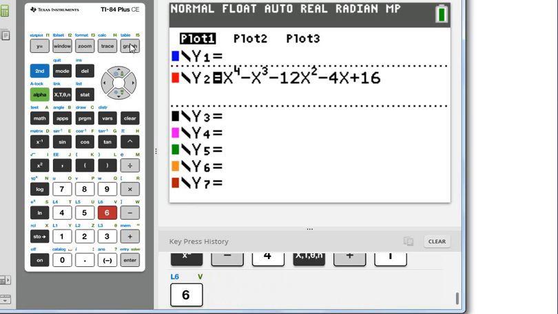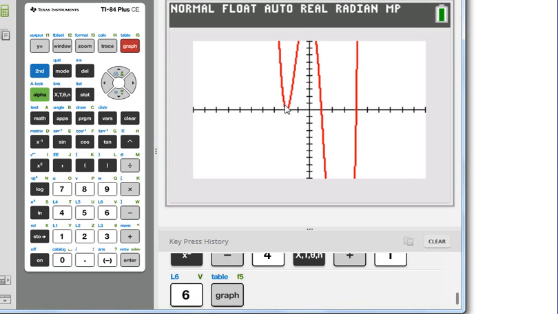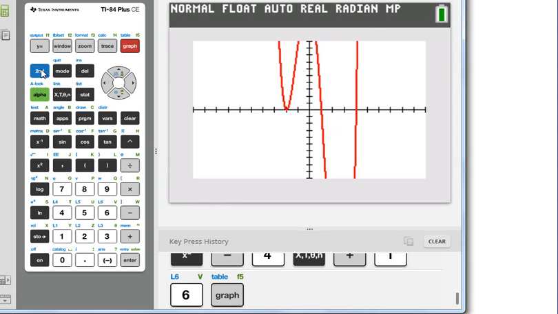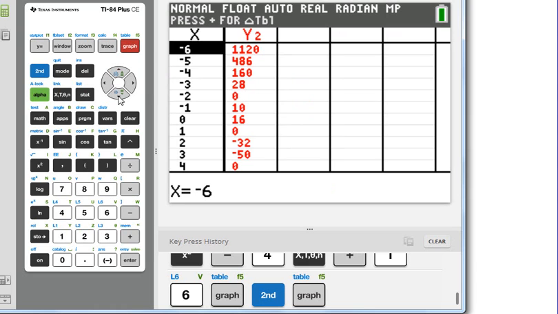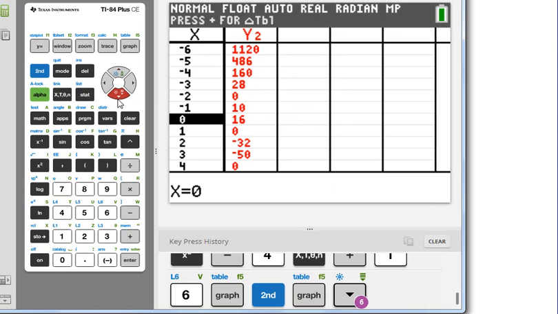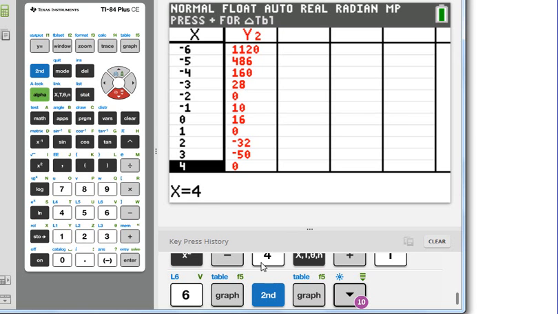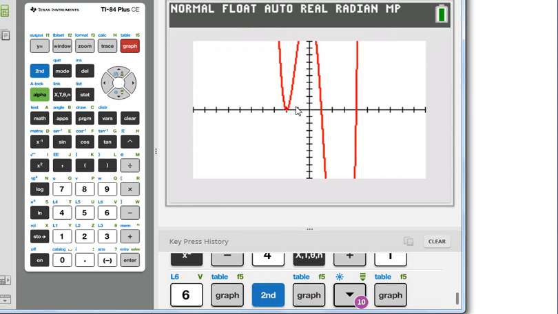And then if we graph this function, I'm seeing it looks like we have 3 zeros: x equals negative 2, x equals 1, and x equals 4. And we can verify looking at the table view. We have a 0 where x equals negative 2, a 0 at 1, and a 0 at 4. So negative 2, 1, and 4. And this 0 here at negative 2 is going to be a double 0.